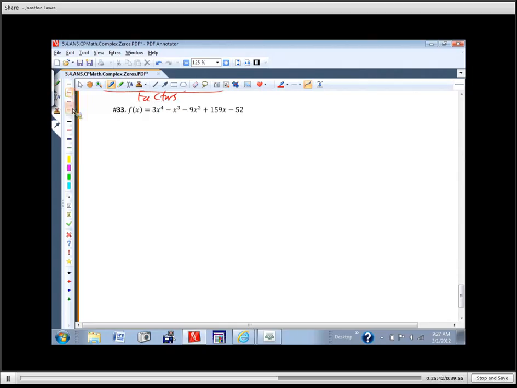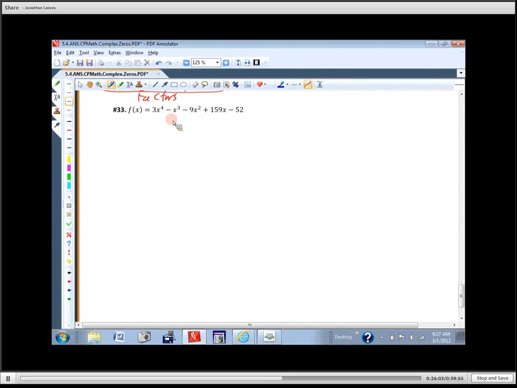Caitlin doesn't have a calculator, so we're going to help her out here. Does it have anything in common? Can we take anything out of all of them? Yeah, there's not a 3 there. It'd be cool if we could. Stupid thing has 5 terms and we can't even take anything out.